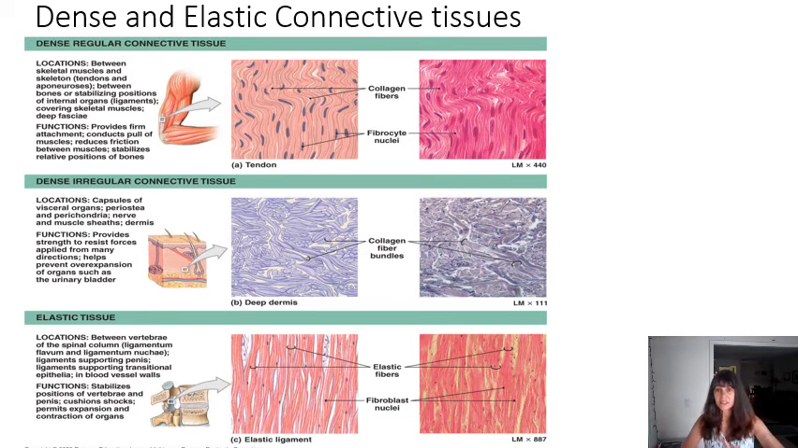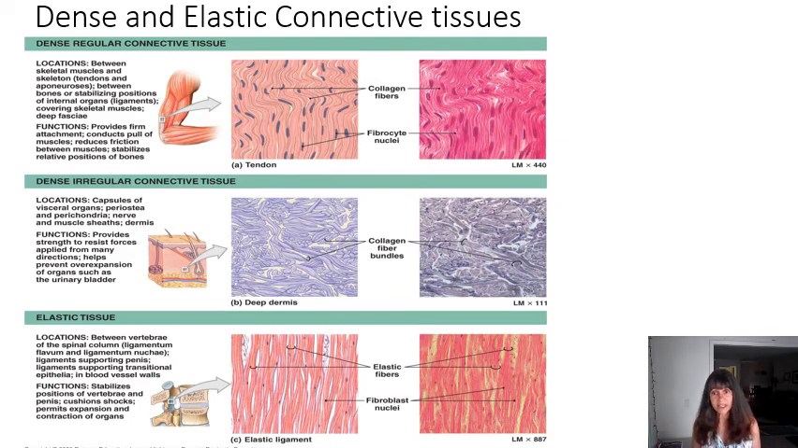We also see dense regular connective tissue in structures like ligaments that connect bone to bone, as well as the deep fasciae of the body. So dense regular connective tissue provides a firm attachment, helps conduct the pull of muscles, and reduces friction between muscles, as well as stabilizing the position of bones when movement occurs.